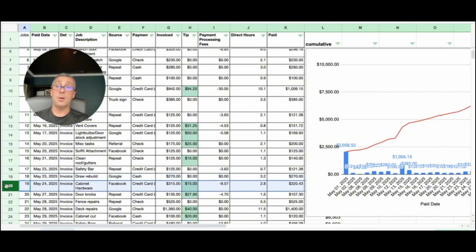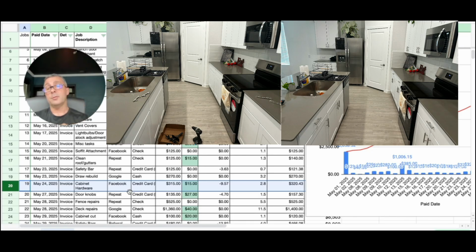Next job was another cabinet hardware job. I'd done some advertising on Facebook, and this was a direct result of that advertising. Somebody had reached out. They had, I want to say, 30-something pieces of hardware they needed installed. I'll put some pictures up here of what that looked like. This was a Facebook lead, credit card payment, $315 total, $15 tip. Run out all the math, $320. That's what I made for that particular job.